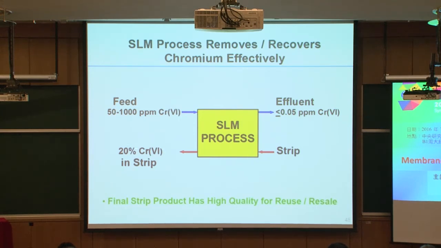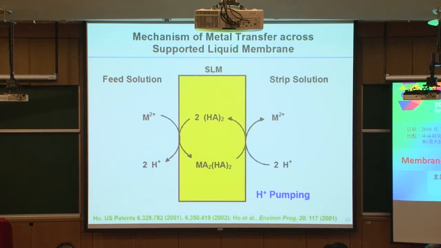And on the other hand, we can concentrate to 20% of hexavalent chromium. Based on sodium chromate, it is about 65%, which is quite a high concentration. We can use that as a pigment, for paint. So we eliminate any secondary waste.